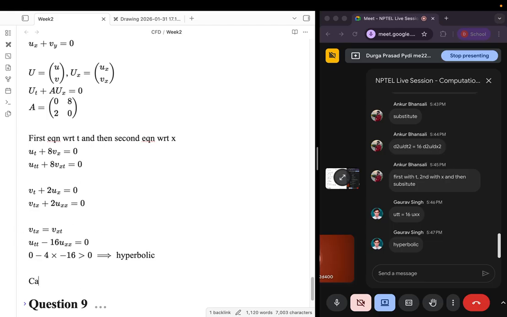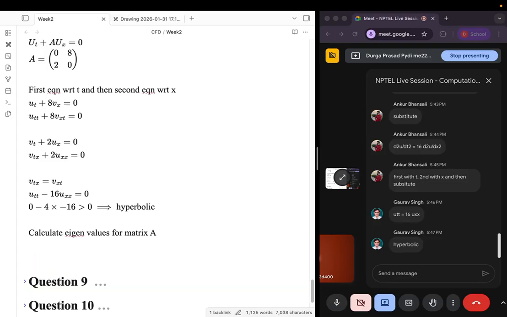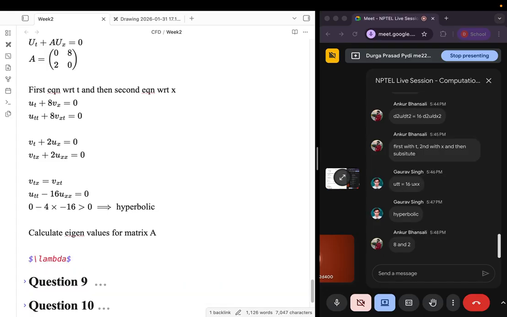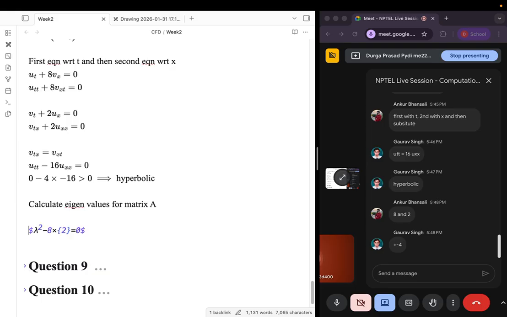So if ever you can, calculate eigenvalues for matrix A directly. So if I denote the eigenvalue with lambda, I get lambda squared minus 8 times 2 equals 0. So I will get two distinct values for lambda, which is plus or minus 4. So since I have two distinct values of lambda, this is again hyperbolic. So both these ways are equivalent in nature.